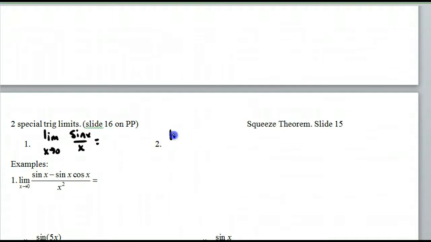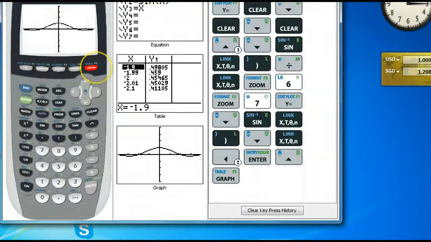And then the other one is the limit as x approaches 0 of 1 minus the cosine of x over x, which can equal a few different things too. So go pause this and do that on your calculator and see if you can figure out what the limits are. So here's the graph of sine of x over x.